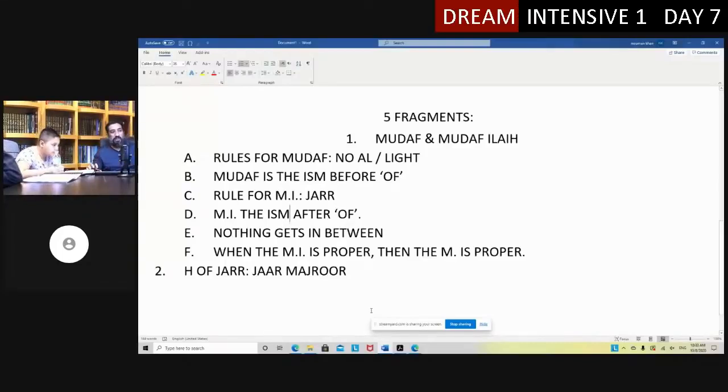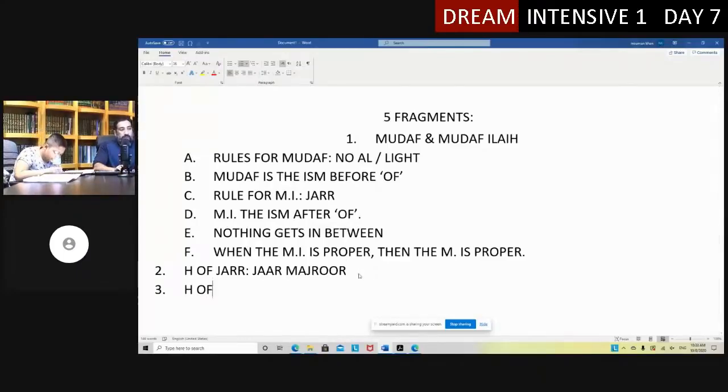Number one was mudaf mudaf ilayh. Number two is jar majroor, and you know them by heart. Bata kaf lam waw min fi an ala hatta ila. Some poor soul online asked, "Do I have to know the meanings of the jar majroor?" Not yet. Will you have to know them eventually? Yeah, when I tell you. Right now, I didn't tell you. All I told you is just say it like you mean it. Bata kaf lam waw min fi an ala hatta ila. That's jar majroor.